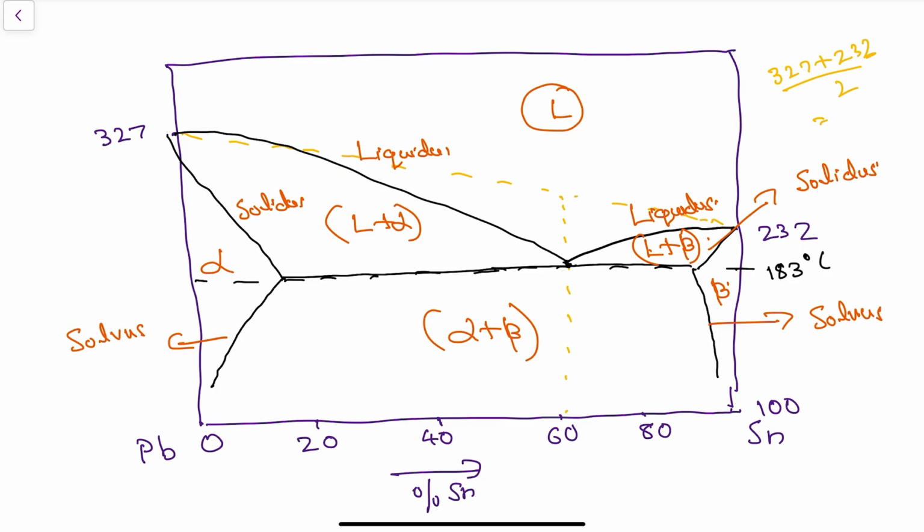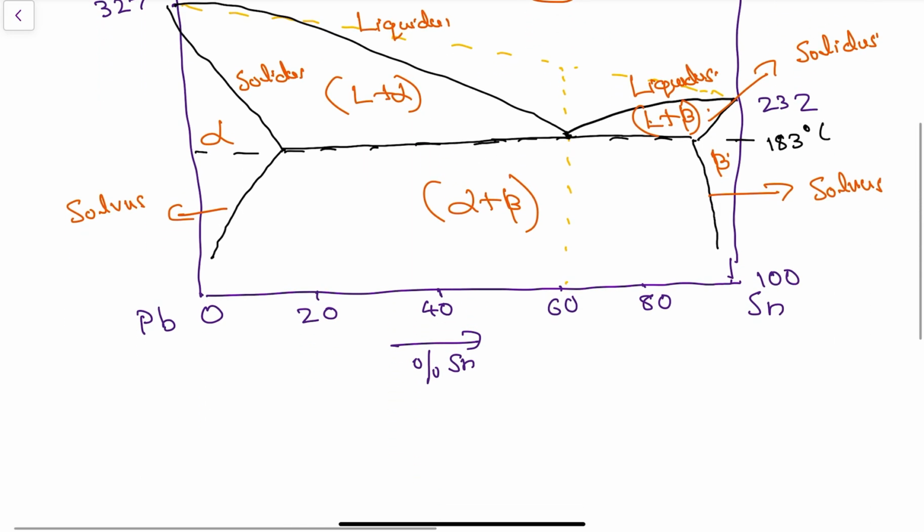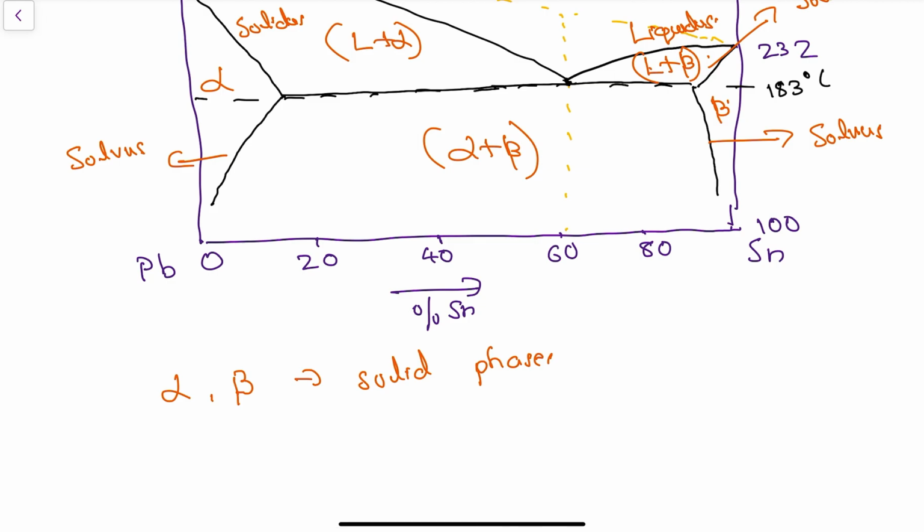So let us understand the phases. These alpha and beta are both solid phases of lead and tin, and liquid is a different phase. So liquid is the liquid phase.